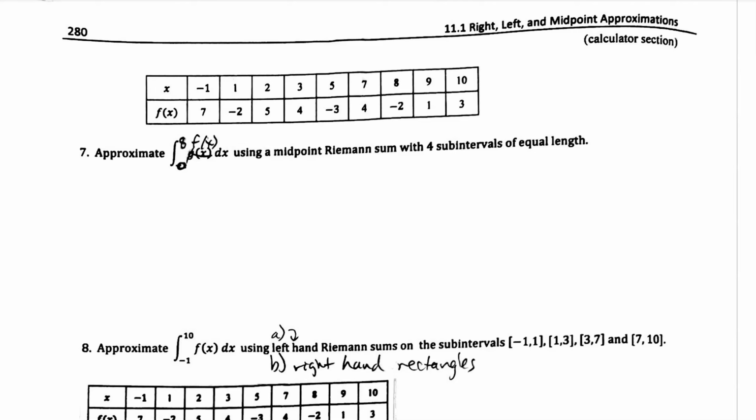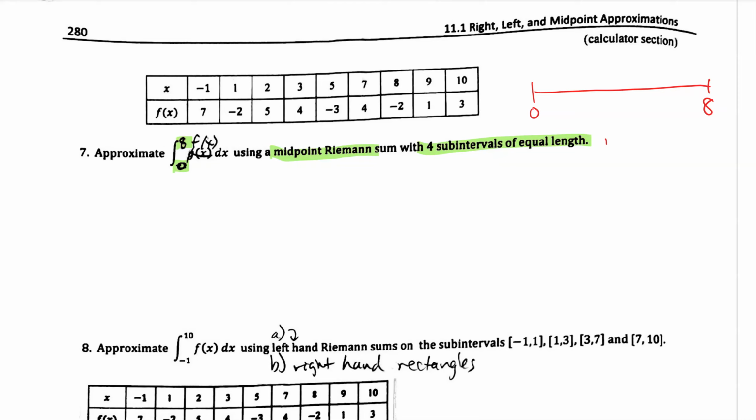Here we go again with some more Riemann sums. This time we're looking for a midpoint Riemann sum with 4 subintervals of equal length, and we're going from 0 to 8. The first thing I think we might want to do on this one is make a little number line here to keep track of where we're headed. We're going from 0 to 8, and we are looking for 4 subintervals.